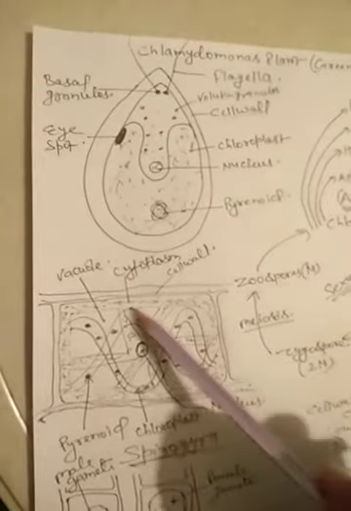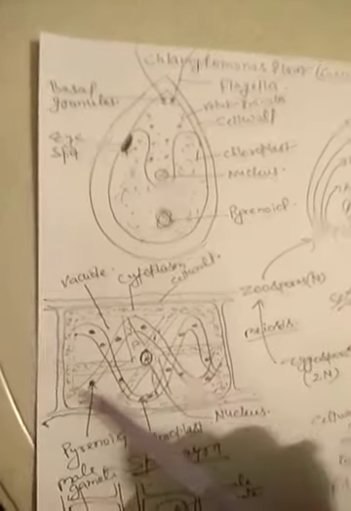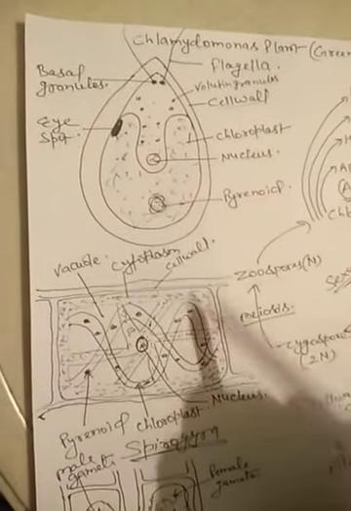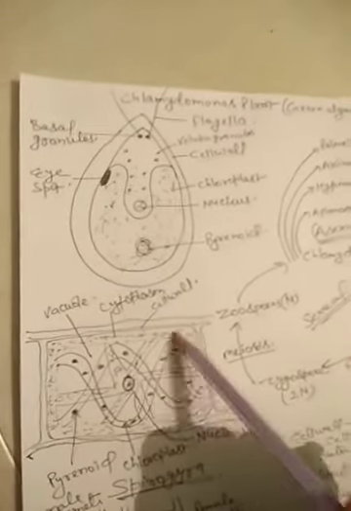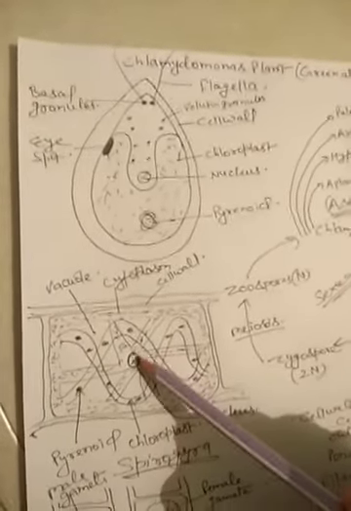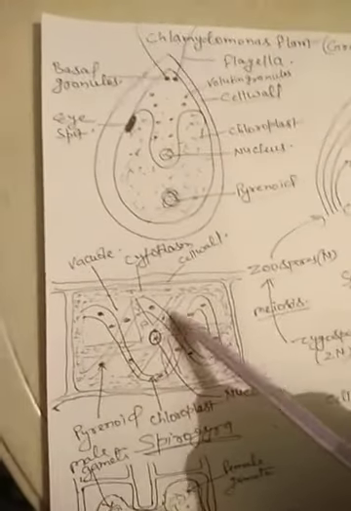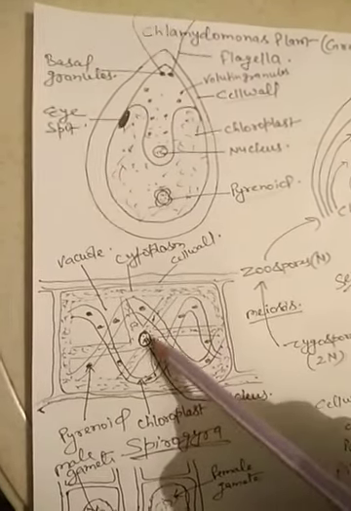Now we talk about the structure of Spirogyra. This is the cell wall, and inside the cell wall is the protoplast surrounded by the plasma membrane. In Spirogyra the cytoplasm is found in the peripheral region, and there is a big central vacuole. In the center of the central vacuole there is a nucleus, surrounded by cytoplasm, and this nucleus is suspended in the middle of the vacuole by cytoplasmic strands.